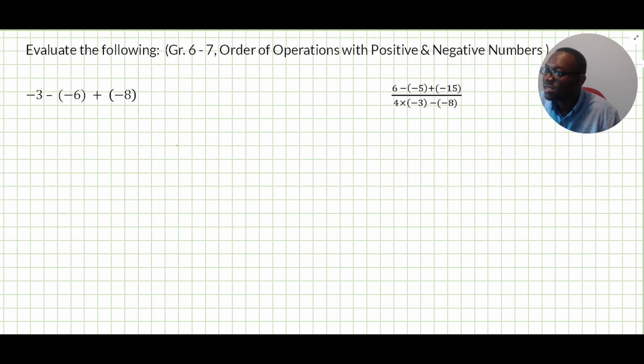So grade 6 and 7, we're looking at positive and negative numbers, how you manipulate them: addition, subtraction, multiplication, and division. I hope there are some 6th or 7th graders here. Just give you a few minutes to get through them.